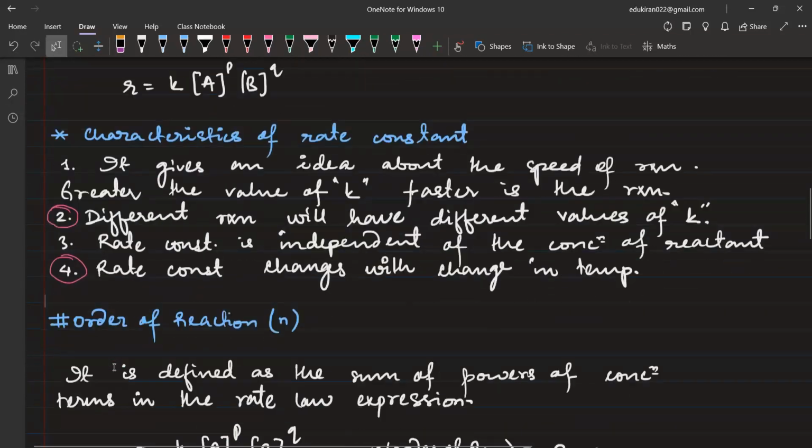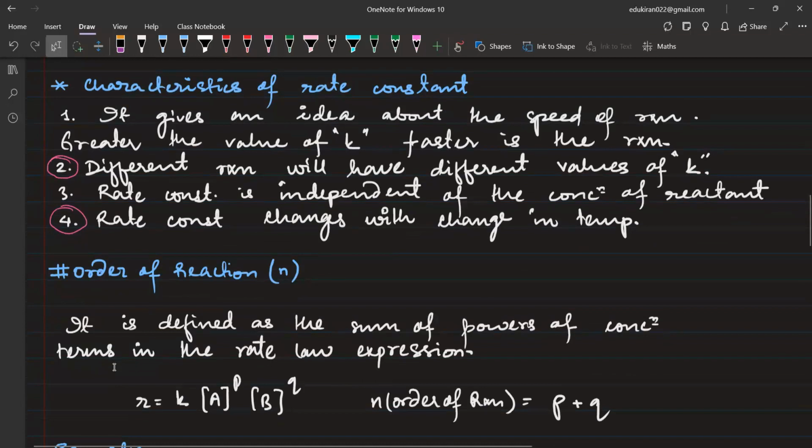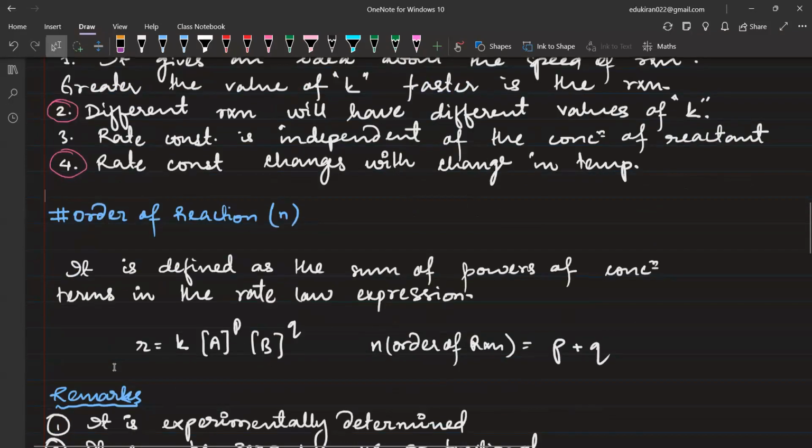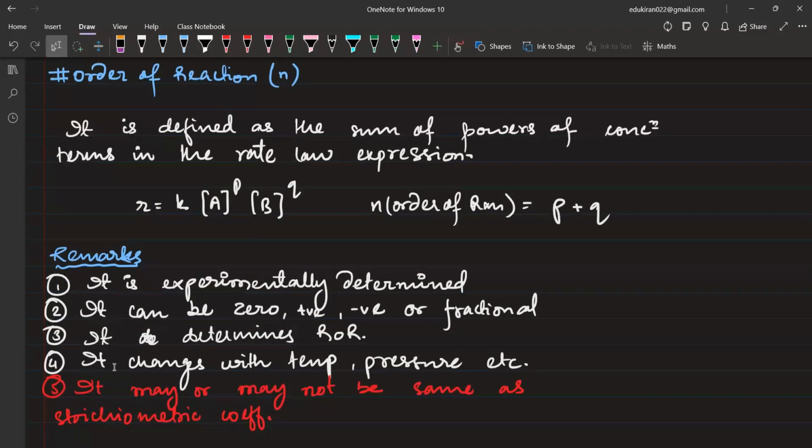Next, we have the order of reaction. We have seen order of reaction already; we are just going to define it now. It is defined as the sum of the powers of concentration terms in the rate law expression. Now, there are some remarks on order of reaction which are quite important, because there is another term that we are going to study later on, that is molecularity of reaction. So when they ask you the difference between order of reaction and molecularity, you will write the remarks points. One, the definition itself is 1 point of difference. The other points of difference will be from the remarks of order of reaction.